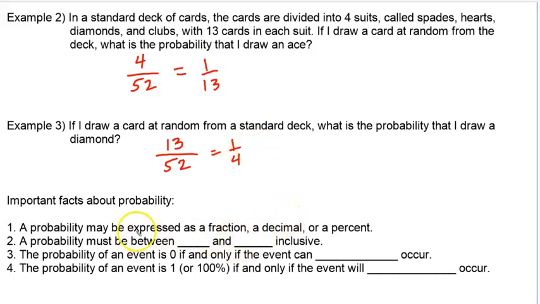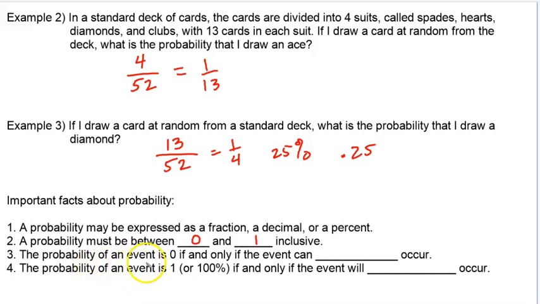So before we move on, let's just pause for a second and note some important facts about probability. As I mentioned just a minute ago, probability can be expressed as a fraction, a decimal, or a percent. We've just done reduced fractions, but I could have said this is 25%, or the decimal form 0.25. A probability must be between 0 and 1 inclusive. Okay, that just means 0 and 1 could be part of the answer, and all the numbers in between. So we can include 0 and 1, and then all the numbers between those.